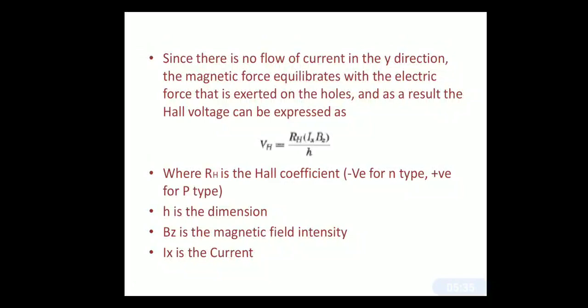It is negative for n-type and positive for p-type. H is the dimension, here the height or width of the material. Bz is the magnetic field intensity. Ix is the current. So this equation will be the governing equation in the case of a Hall effect transducer.